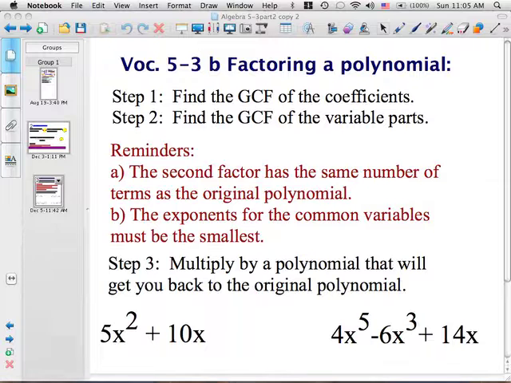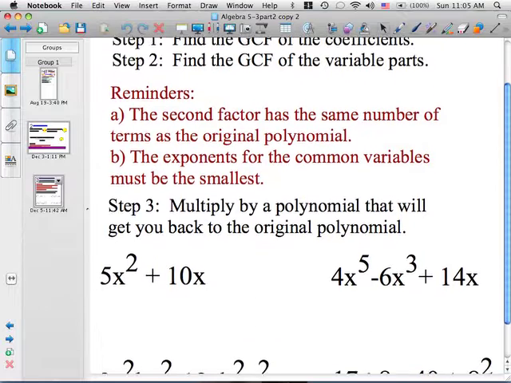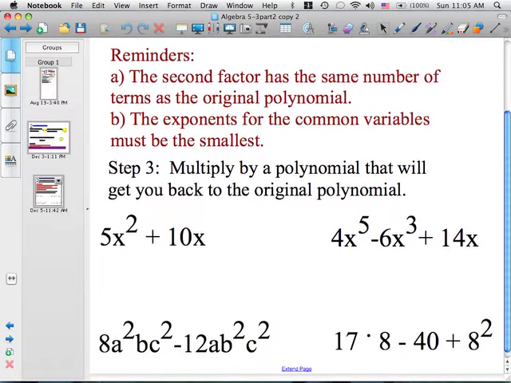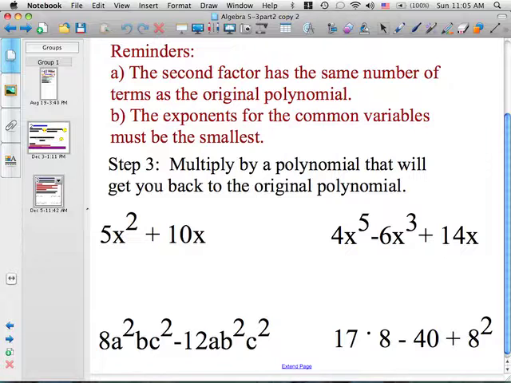And just a reminder, the second factor, after you pull out the greatest common factor, will have the same number of terms as the original polynomial. And the exponents for the common variables that you pull out must be the smallest. And then you can multiply by a polynomial that will get you back to the original polynomial.